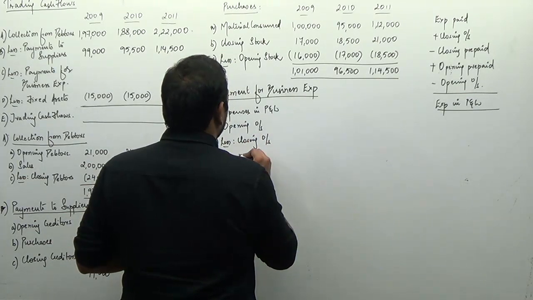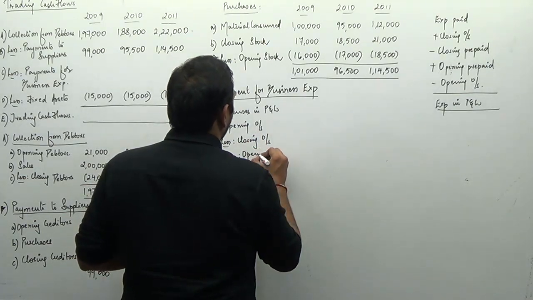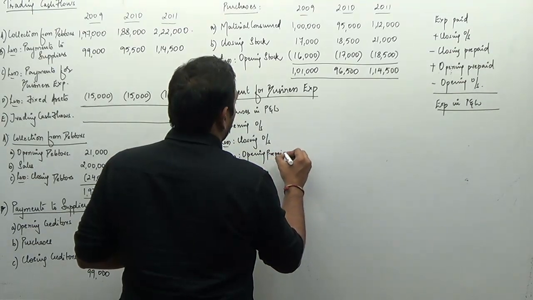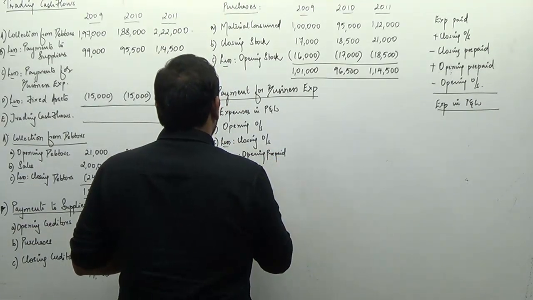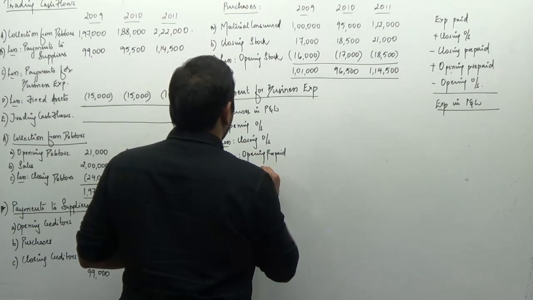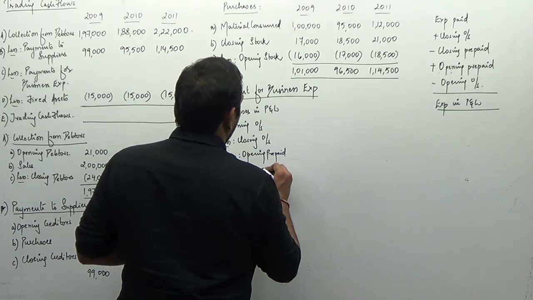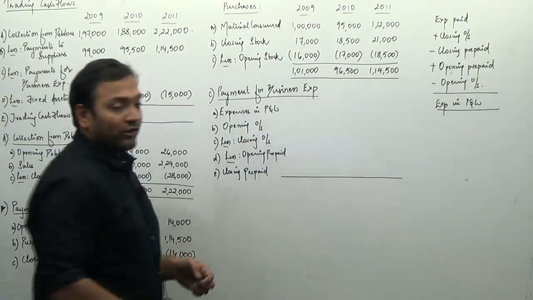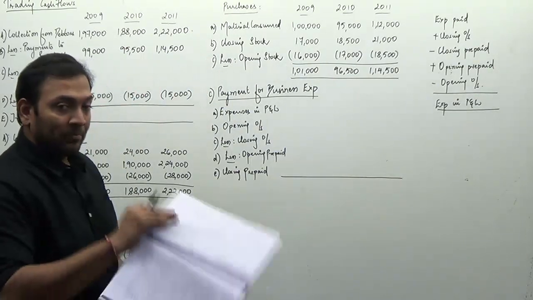Less opening prepaid. Add closing prepaid. Finally, we'll arrive at what is the expenditure paid during the current year. Fill up.